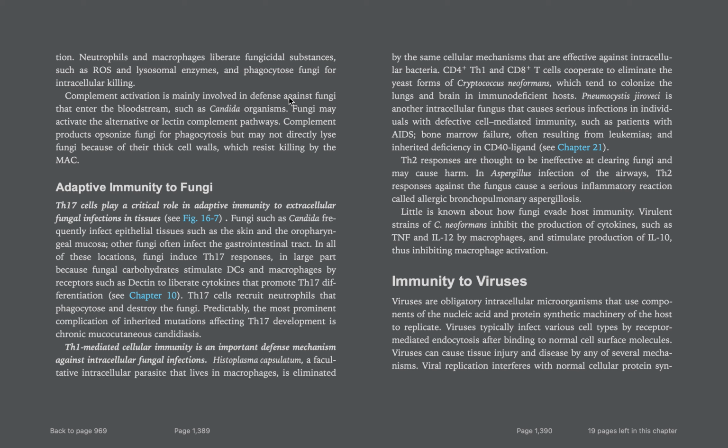Virulent strains of C. neoformans inhibit the production of cytokines such as tumor necrosis factor and interleukin 12 by macrophages and stimulate production of interleukin 10, thus inhibiting macrophage activation. So let us end it there for the first hour, then we continue with immunity to viruses.